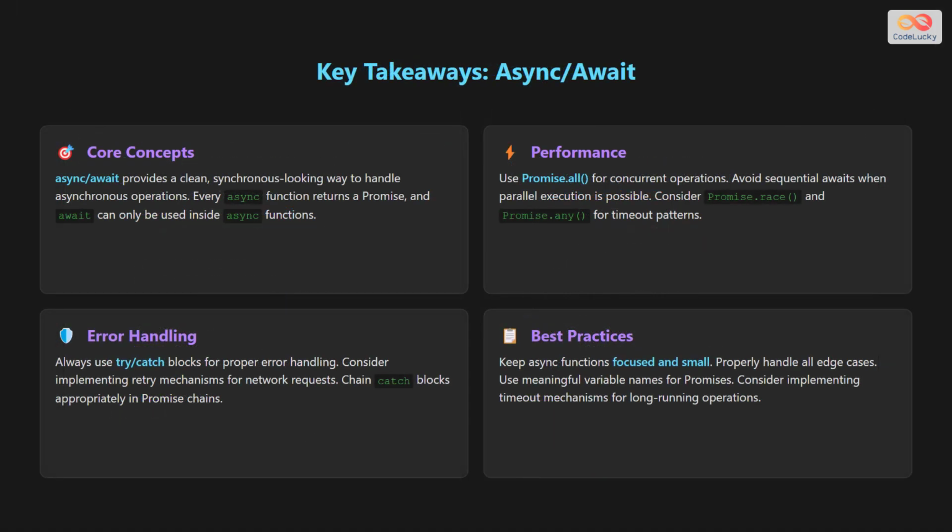This slide summarizes the key takeaways of async await. Firstly, the core concept is that async and await provide a way to handle asynchronous operations, making the code cleaner. Async functions always return a promise, and await can be used inside an async function. Secondly, concerning performance, use Promise.all for concurrent operations and avoid sequential awaits. Thirdly, when considering error handling, always use try-catch blocks and retry mechanisms when necessary. Lastly, when considering the best practices, keep the async functions small and focused, handle the edge cases, and use meaningful variable names. Overall, async and await helps improve code readability and manage asynchronous operations effectively.